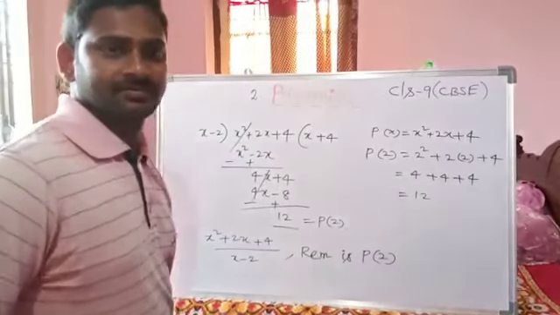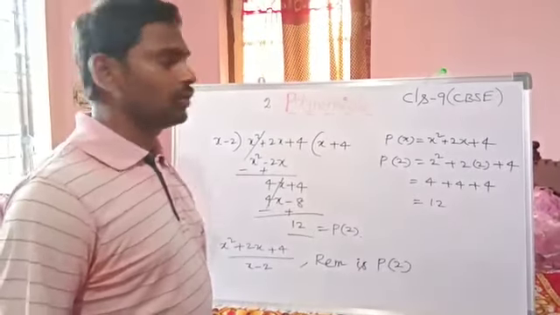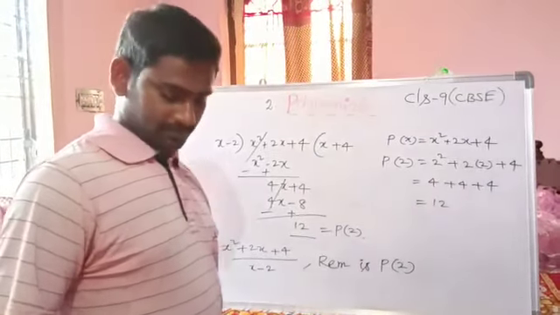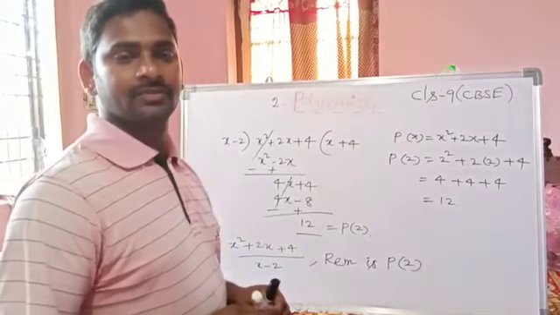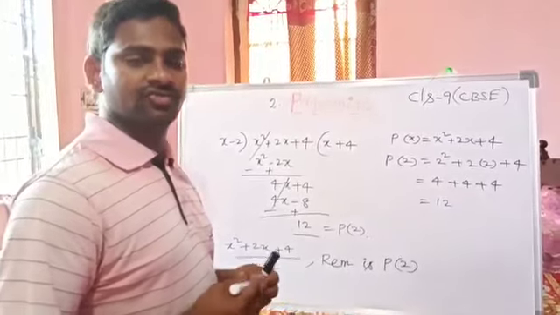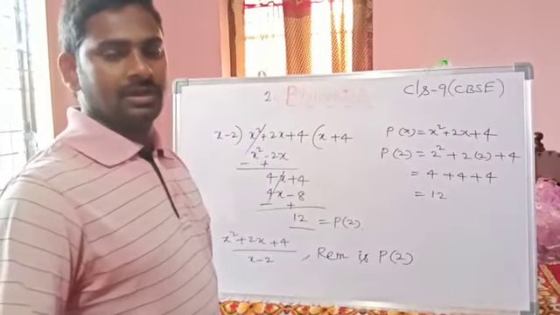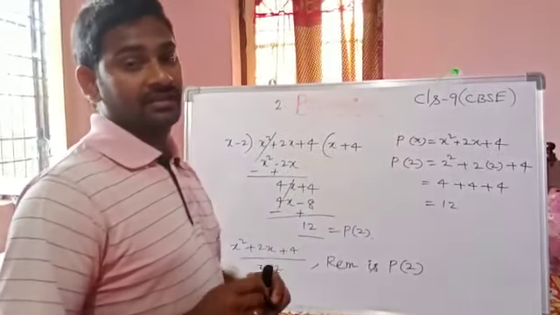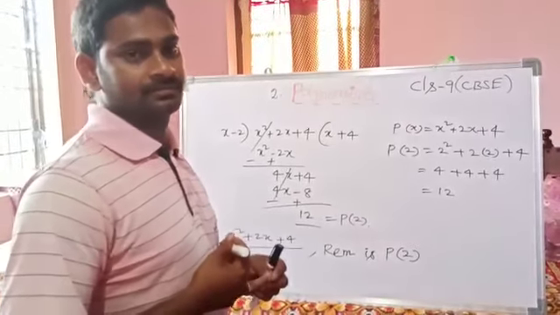Hi students, this is part 4 of the polynomial chapter of 9th class CBSE. In my previous videos I have explained about types of polynomials, zero of the polynomial, linear polynomial, quadratic polynomial, and how to find the zero of the linear polynomial and quadratic polynomial.